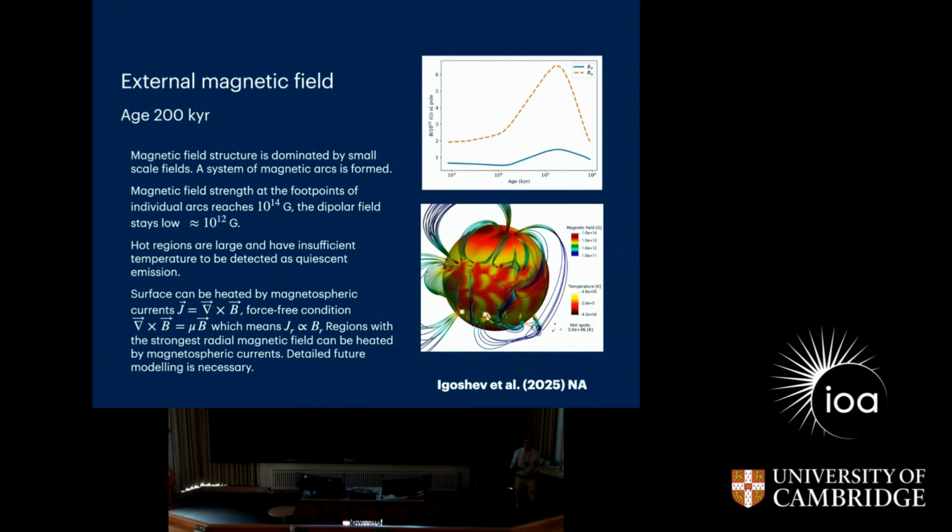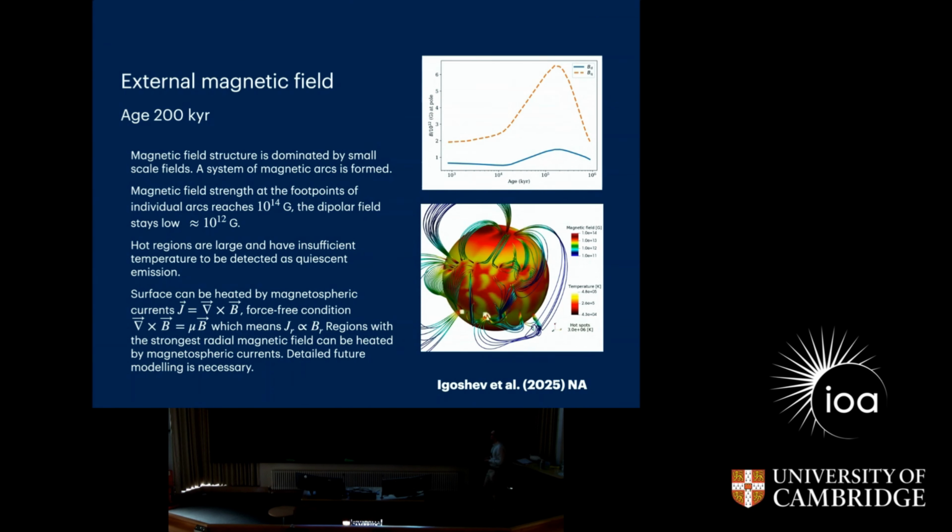And this is more similar to solar physics. On the sun, the general dipolar magnetic field is comparable to 1 Gauss. But if you look at individual spots, you get magnetic fields comparable to kilogauss, so 3 orders of magnitude stronger. So similarly here, a regular large-scale dipole is around 10^12, while individual arcs of magnetic field are comparable to 10^14 Gauss.